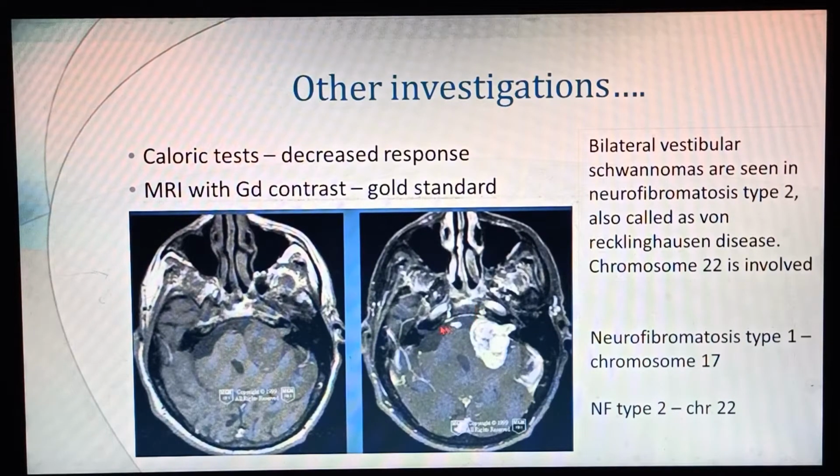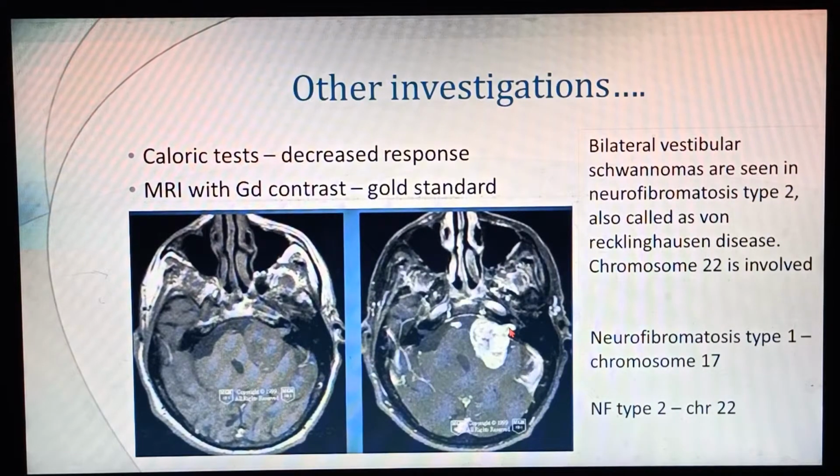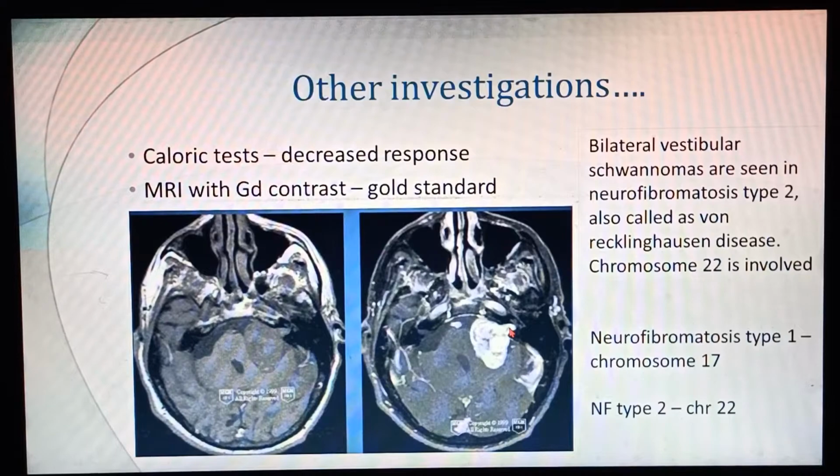And if you see bilateral vestibular schwannomas, it is mostly seen in neurofibromatosis type 2, also called von Recklinghausen's disease. Here chromosome 22 is involved. And you also have neurofibromatosis type 1 where chromosome 17 is involved.